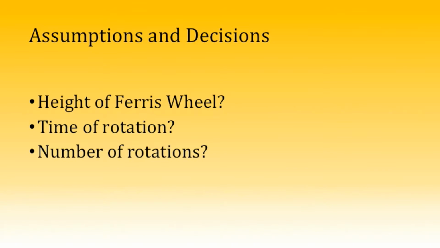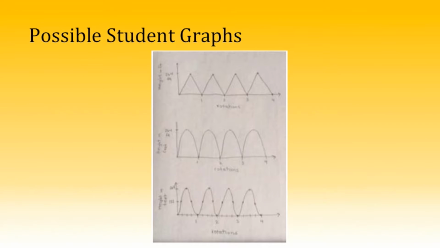For example, what might be the height at the maximum point on the Ferris wheel? What about the lowest point? How long does it take the car to rotate? And how many rotations do they want to show on their graph? They might ultimately create a graph that looks something like one of these.